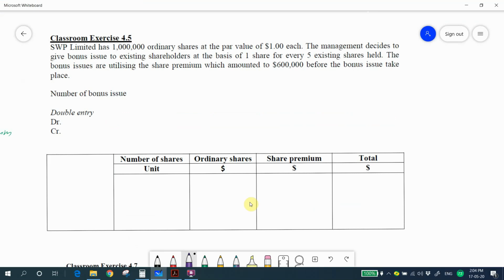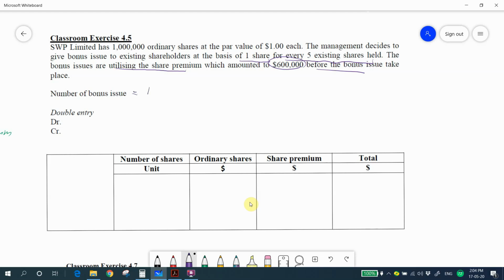SWP Limited has 1 million ordinary share at the par value of $1 each. The management decides to give bonus issue to existing shareholder on the basis of one bonus share for every 5 existing share held. The bonus issue is utilizing the share premium, which amounted to 600,000 before the bonus issue takes place. So we have to calculate how much of bonus issue that we are giving to our shareholder.